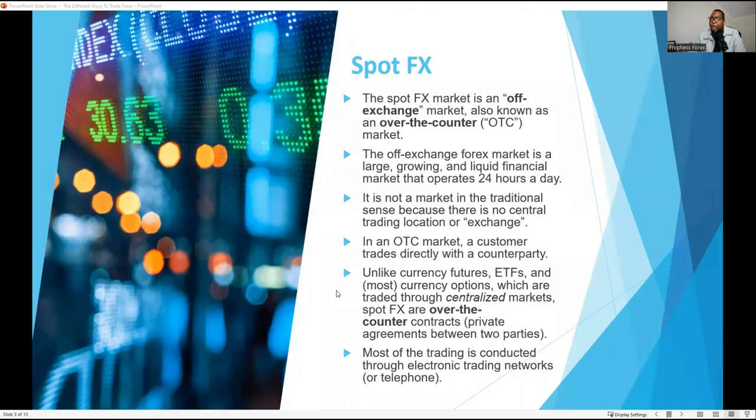Now we have the fourth one, which now you and I fall under this market. We call it the spot FX. So the spot FX is an off-exchange market, also known as the over-the-counter OTC market. The off-exchange Forex market is a large, growing, and liquid financial market that operates 24 hours a day. And of course, this is not a market in the traditional sense where there's a central trading location or an exchange, just like your London Stock Exchange.